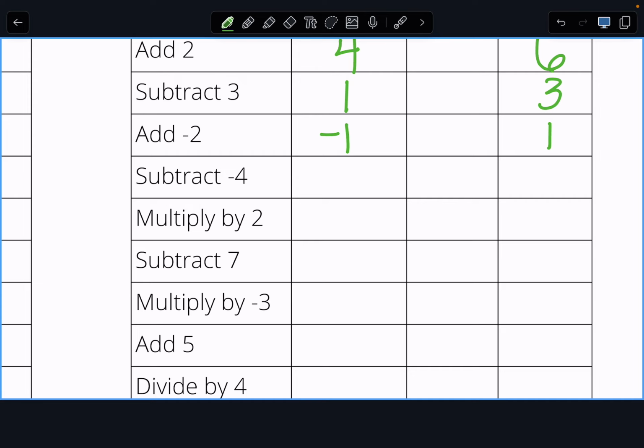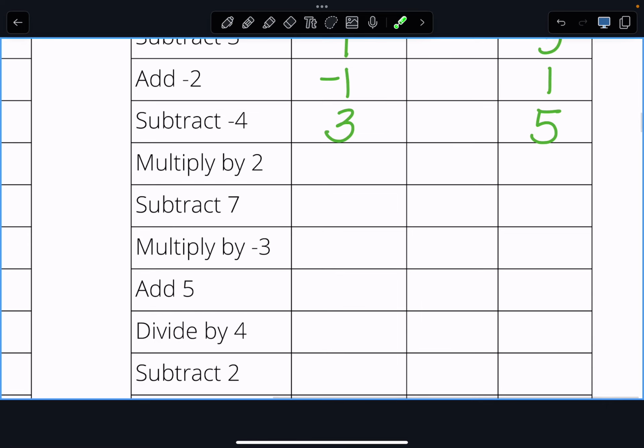Okay. Now what about this subtract negative 4? Negative 5. Okay, subtract means we add the opposite. So subtracting negative 4 is the same thing as adding positive 4. So if we add positive 4 to negative 1, we get, and to 1, we get 5, right? Okay.